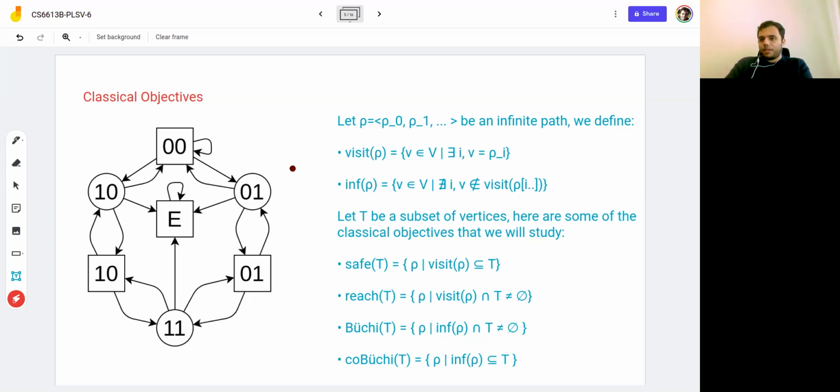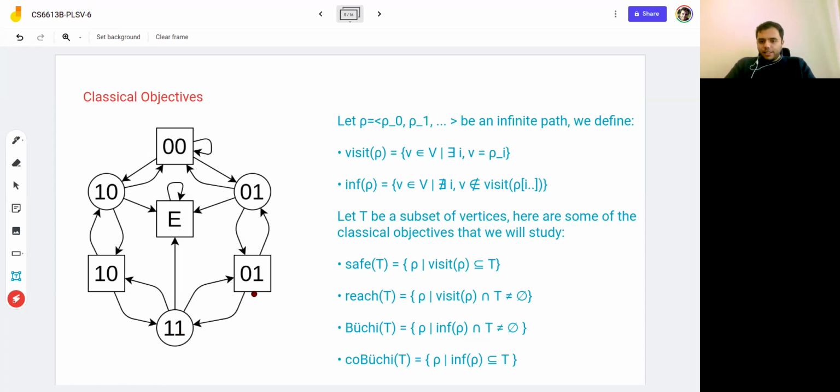So are there any questions about these two, or are they clear? Okay, great. So now based on these, we can actually define our classical objectives. Let's say that we have a set of target states, which we call T, and these are basically a subset of vertices. So I'm marking some of my vertices as T, or target.